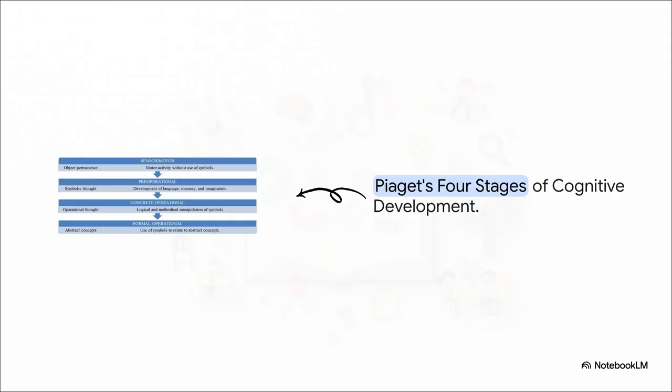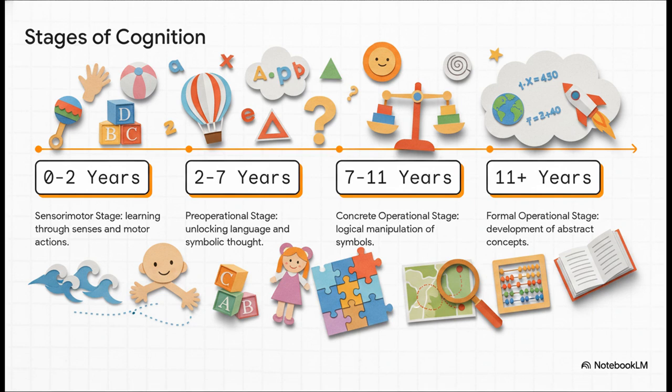Piaget's big argument was that every single stage transforms the one that came before it, and you can't skip steps. A child has to climb this staircase sequentially, packing their earlier lessons into their newly upgraded cognitive toolkit. Let's walk down this timeline real quick.